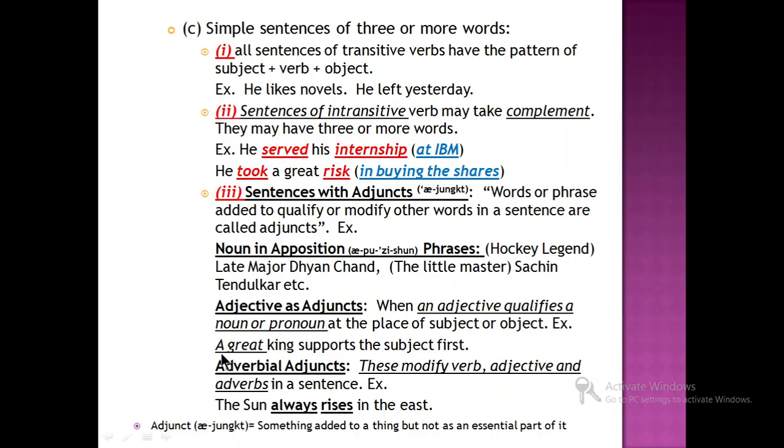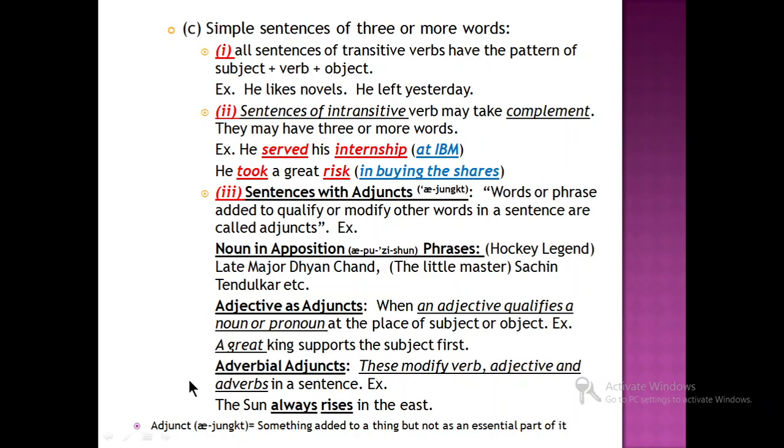Like for an example, a great king, महान राजा, supports the subject first. यदि आप a king supports the subject first बोलें, एक राजा अपनी प्रजा को हमेशा सपोर्ट करता है, मदद करता है. सो क्या वो गलत होगा? नो, नॉट एट ऑल. बट अ किंग सपोर्ट्स द सब्जेक्ट बोलने की जगह यदि आप बोलते हैं अ ग्रेट किंग सपोर्ट्स द सब्जेक्ट, this is just an adjective word which you are adding before the king to show the use of adjuncts as adjective. Is that clear?